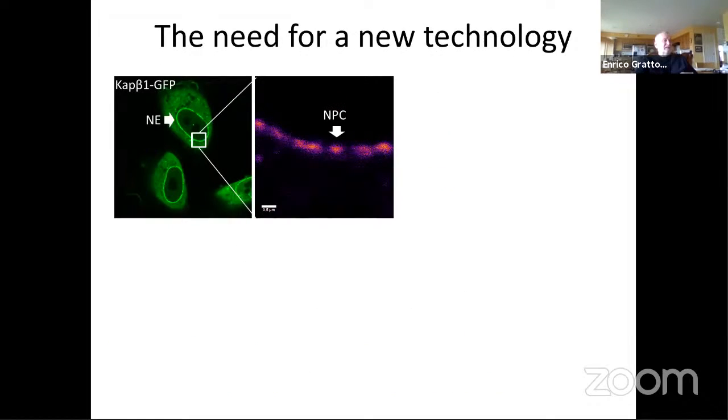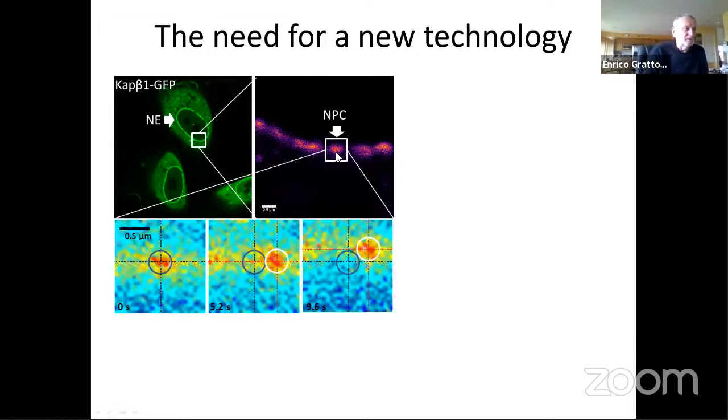So let us see if we can start with a new technology. Here in green is importin beta, sometimes called karyopherin because it's related to the motion. This is the image that we obtained with my microscope, which shows that some regions are enriched in importin beta, and this is where a nuclear pore complex is, at least at this resolution. So the question is, can we focus on one of those nuclear pore complexes and see the molecules passing through, and how they pass through?